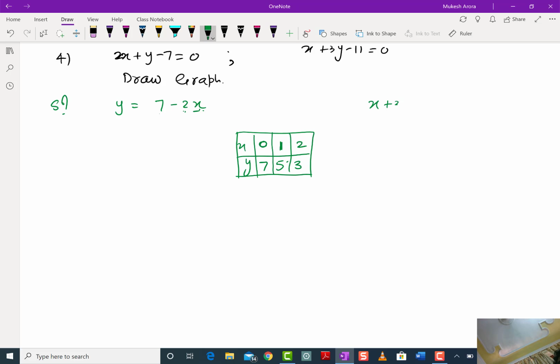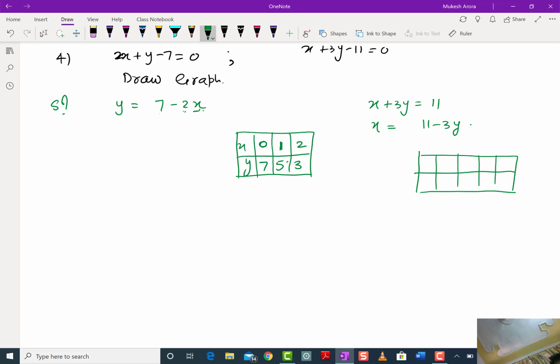Second equation was x plus 3y is equal to 11. X is equal to 11 minus 3y. So now we will substitute the values of y. If we substitute y as 2, 3 2s are 6, 11 minus 6 is 5. We put 3, 3 3s are 9, 11 minus 9 is 2. If we put 4, 3 4s are 12, 11 minus 12 is minus 1. So we can draw the graph of this on graph paper.